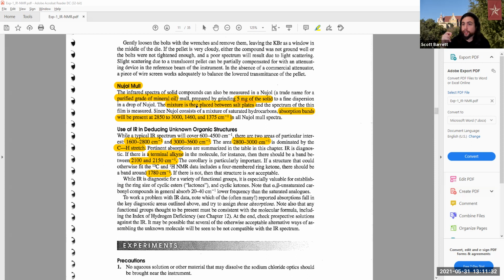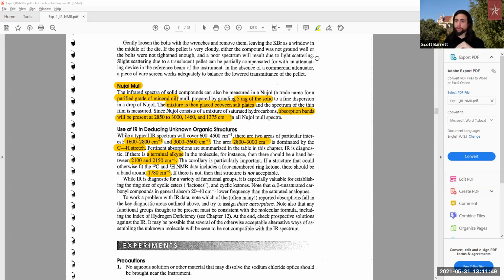And you take 5 milligrams of your very ground solid, and then you place it between salt plates, and then you put a drop of your Nujol in there, and it disperses your solid into it, kind of dissolves it, and then you put your salt plate on it.